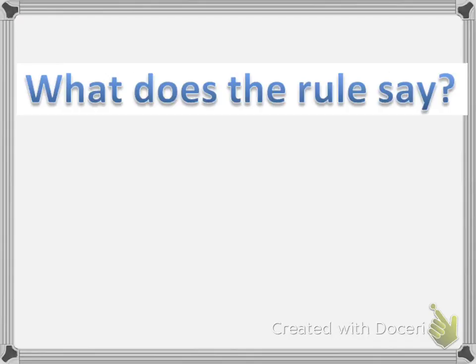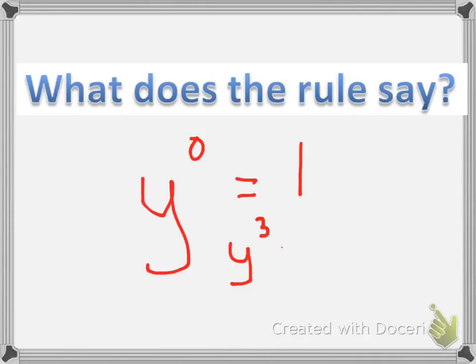What does the rule say? It says that if you have a power or an expression, any number that's raised to a zero power, the answer will always be 1. Because really, what does that mean? It means that you have some number y to the third power times y to the negative third power. Because when you add the integers, it's 0, right?